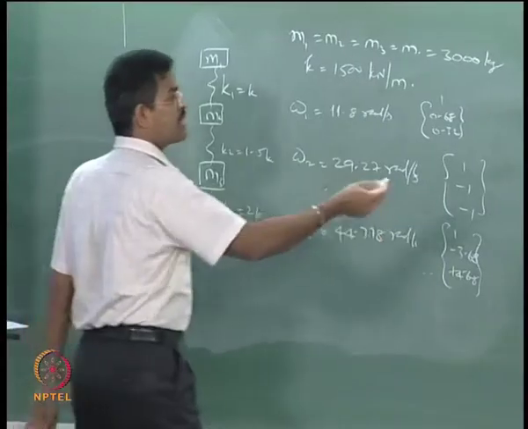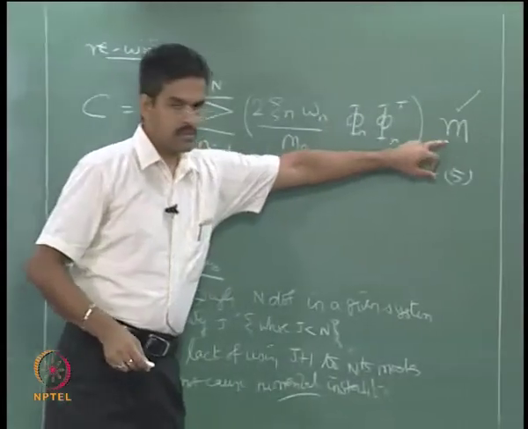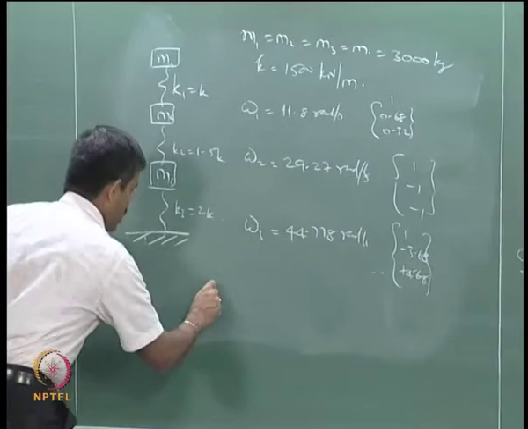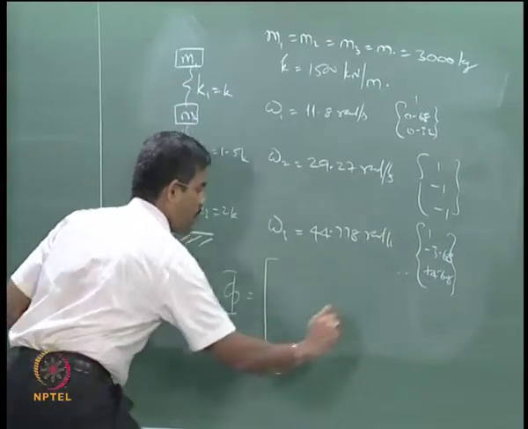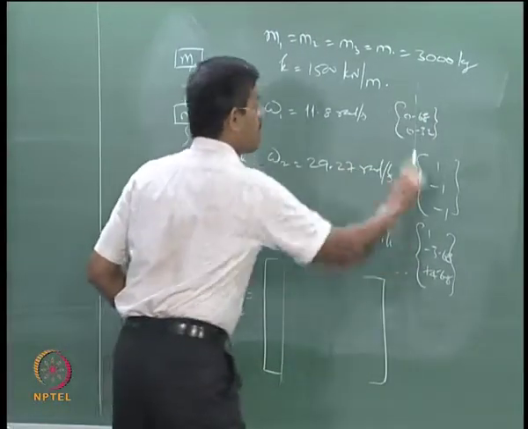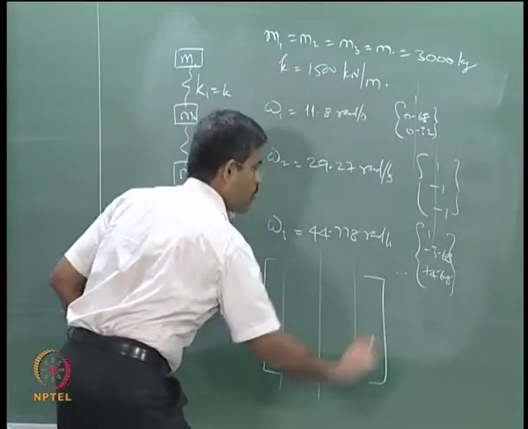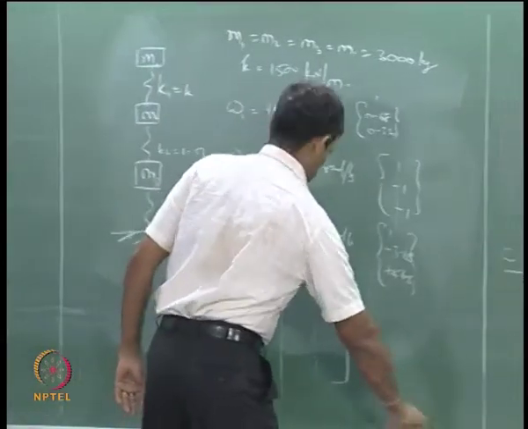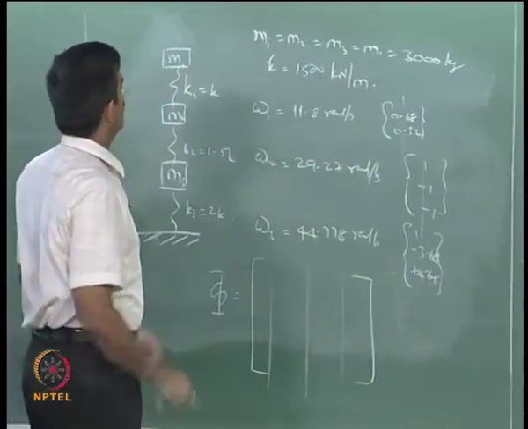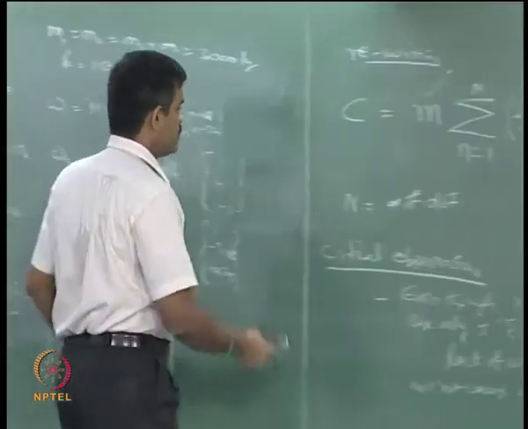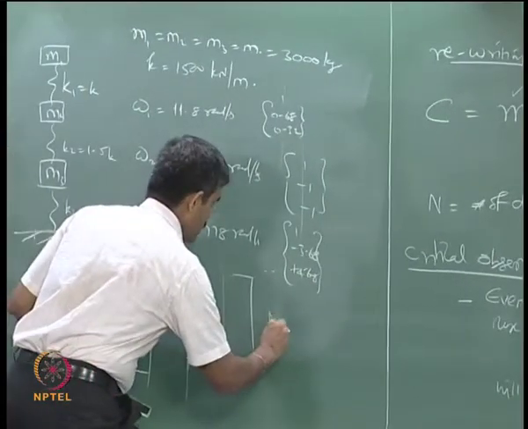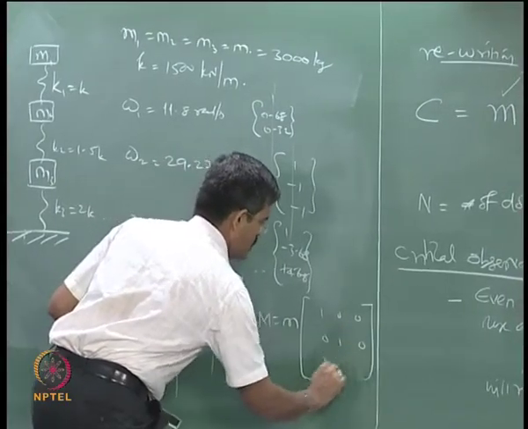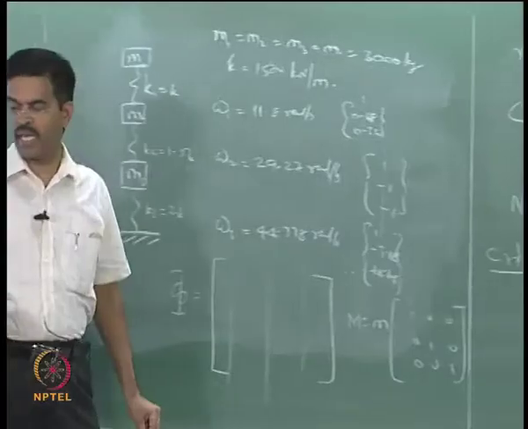Of course, we need the M matrix for solving this. I need M, I have phi. Capital phi is nothing but the assembly of these mode shapes. I think we understand this. Okay. If you want to write capital phi for this problem, the first column will be the first mode, the second column will be the second mode, and the third column will be the third mode. I think we understand this. And the M matrix for this problem, I will write it here. The M matrix is m times 1 0 0, 0 1 0, 0 0 1. Off diagonal terms are not there in this problem.